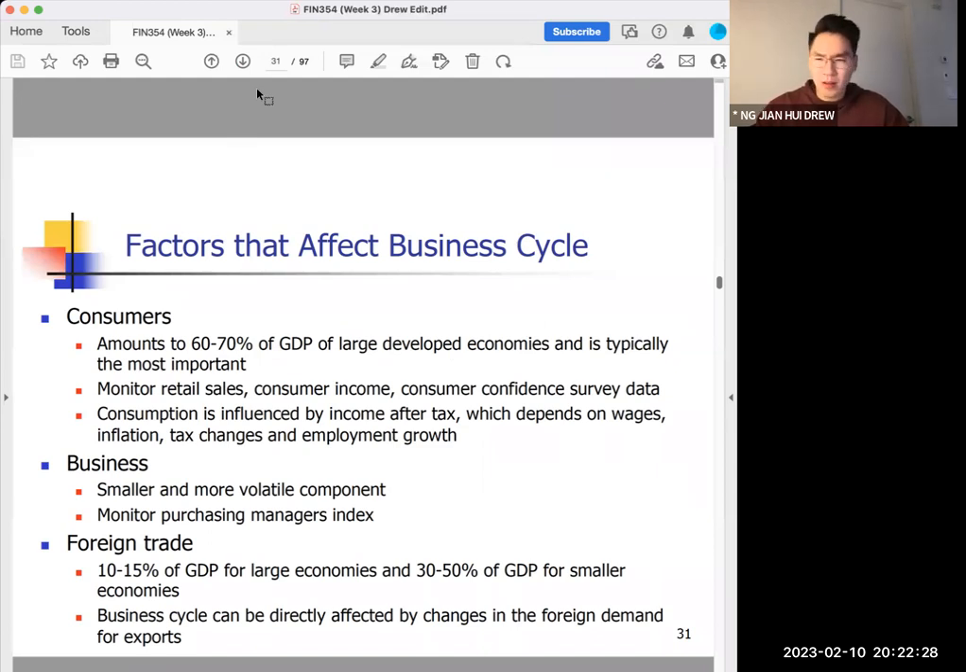I think we talked a bit about the industry. So businesses can affect the business cycle. Largely your consumers, right? What is their spending? Are they spending more on discretionary items, or are they spending more on non-discretionary items? And of course, your foreign trade as well. Whether you have more trade or less trade.